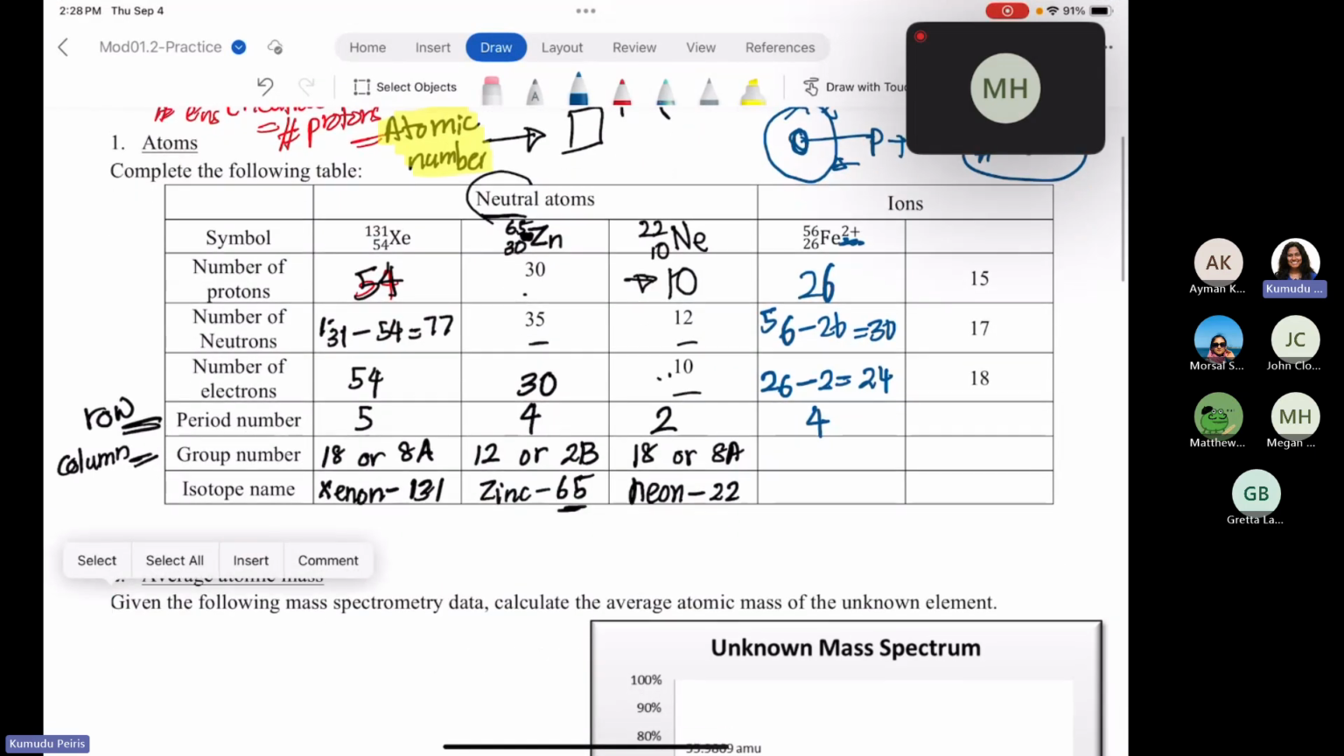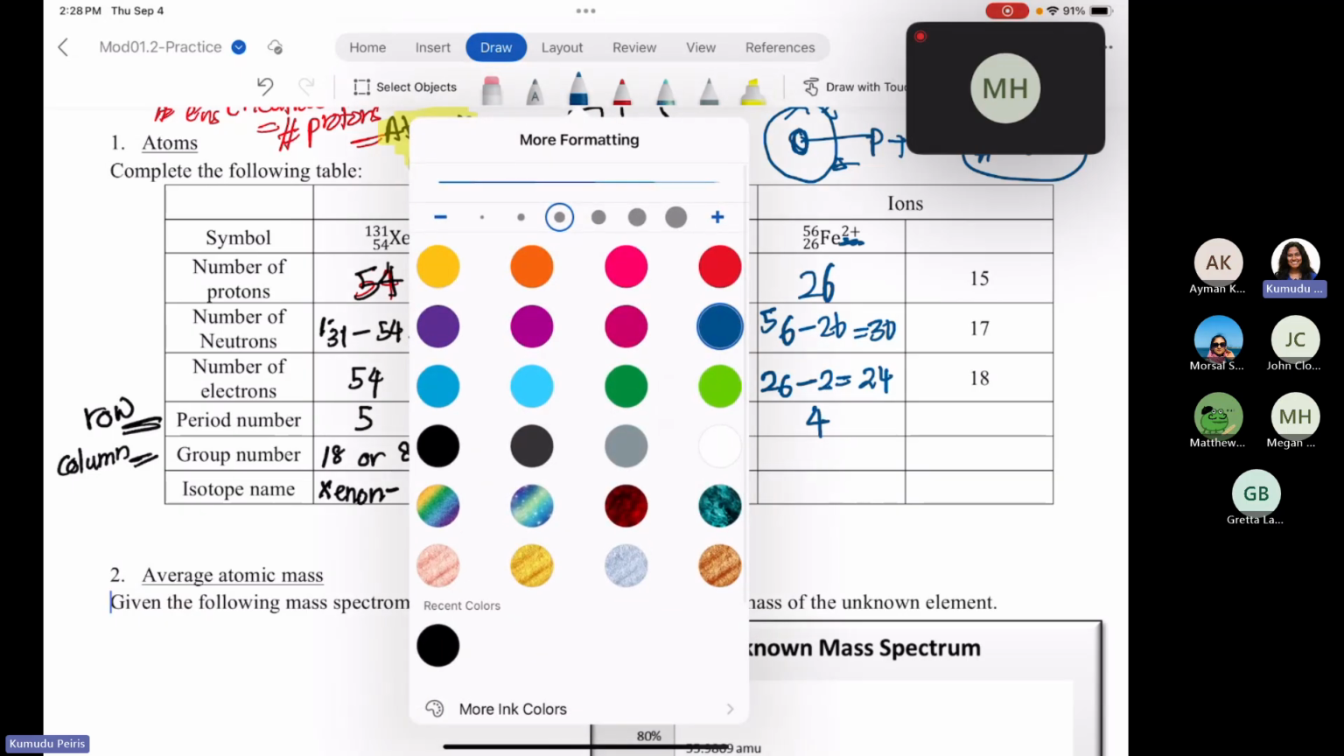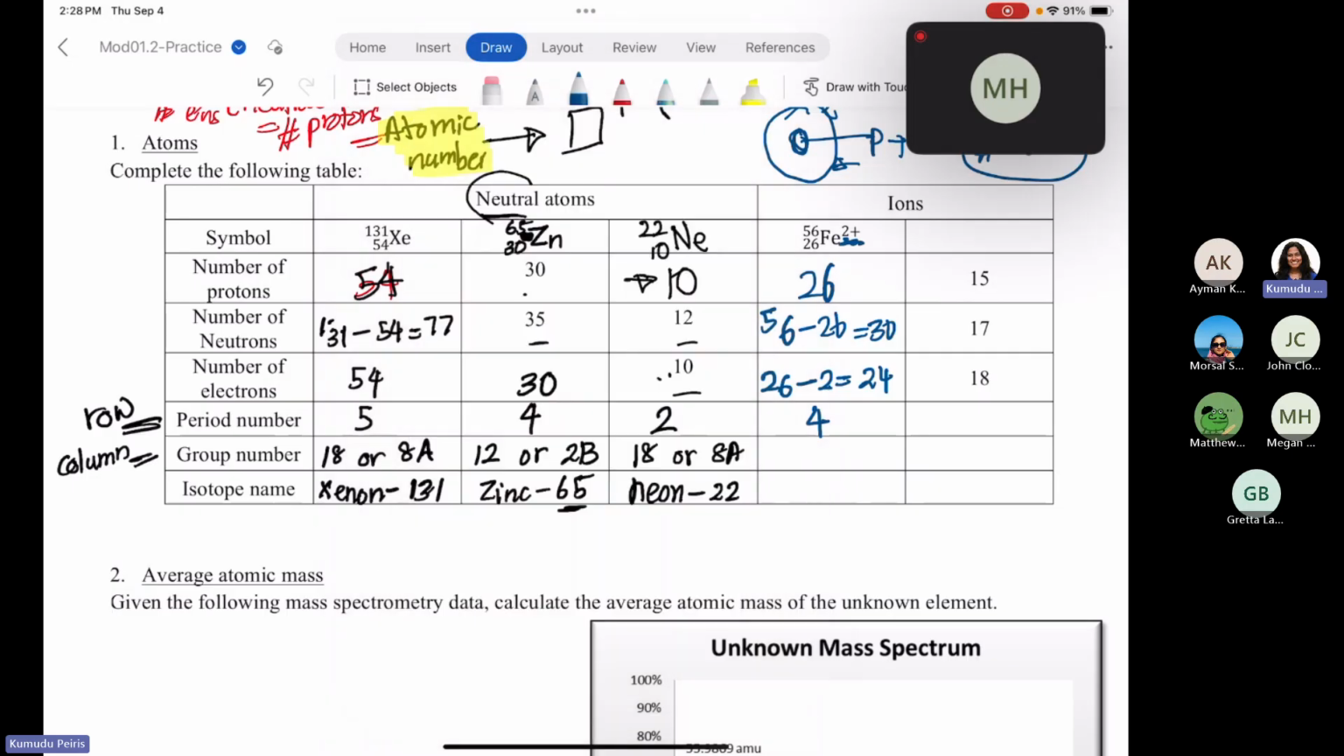Mhm. This is a brand new iPad. It's still figuring out.